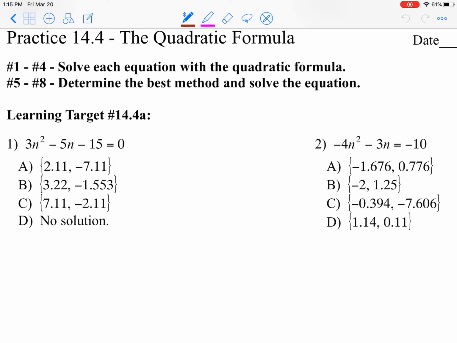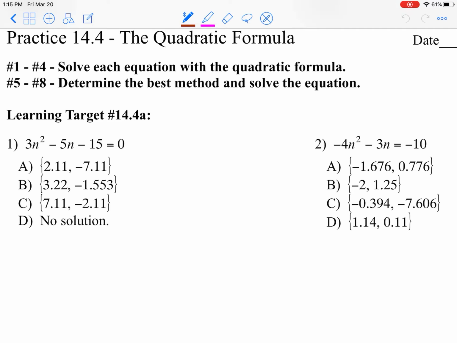Good morning. Today I'm going to do some examples for you from practice 14.4, the quadratic formula. On problems 1 through 4, you're going to solve each equation with the quadratic formula, and on 5 through 8, you're just going to tell me which is the best method of all the methods that we talked about in our PowerPoint and as you did your note sheet, and then solve that equation.